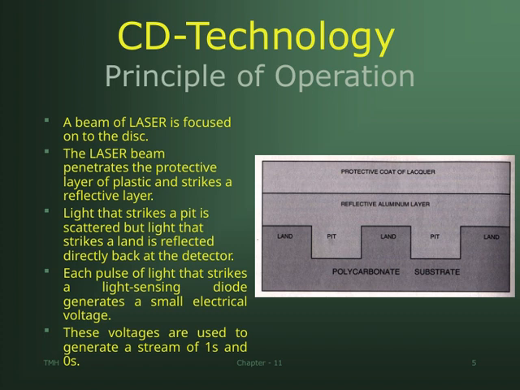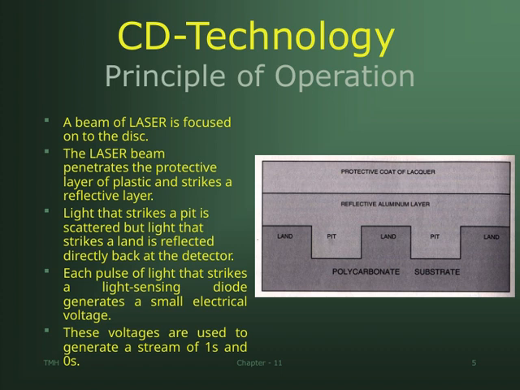If the laser hits a pit, the light gets scattered in different directions, making it harder for the detector to pick up a clear reflection. But if it hits a land, which is a flat area, the light is reflected directly back to the detector without scattering. This difference in reflection is crucial because it allows us to distinguish between a 1 and a 0.